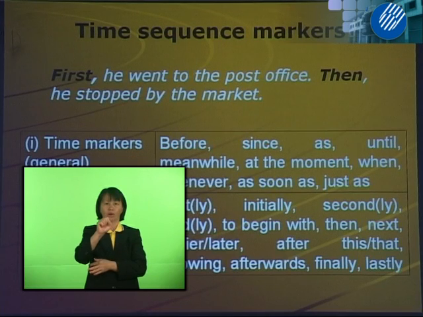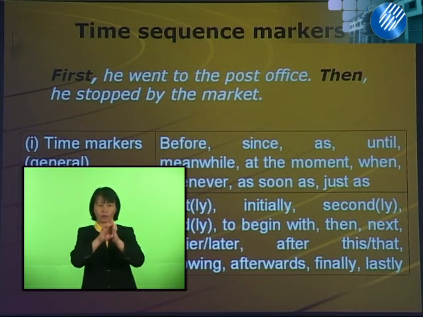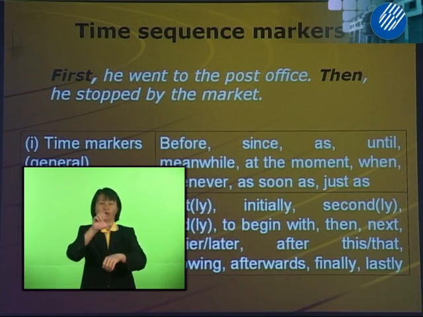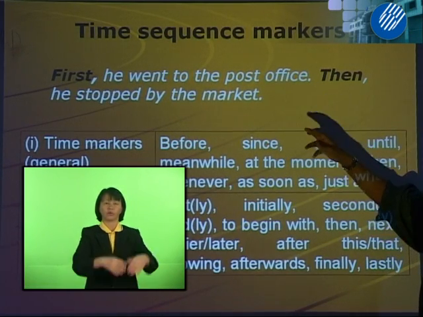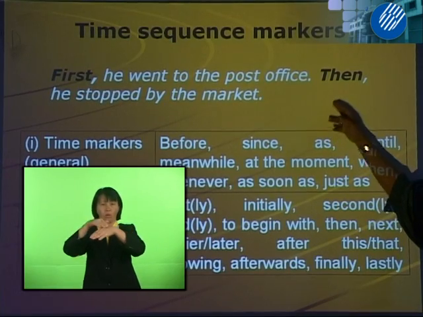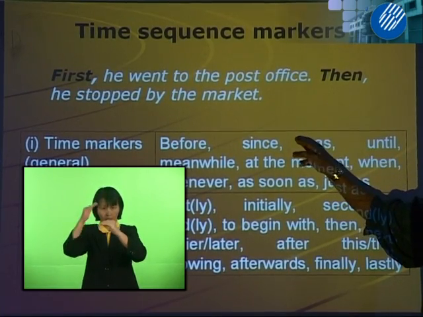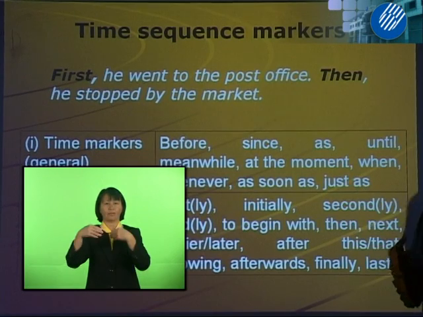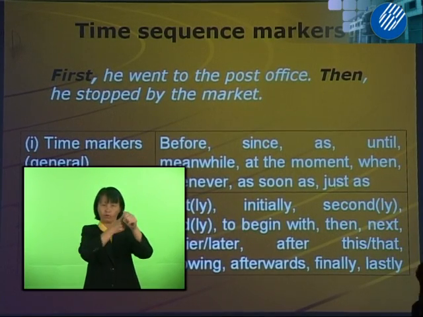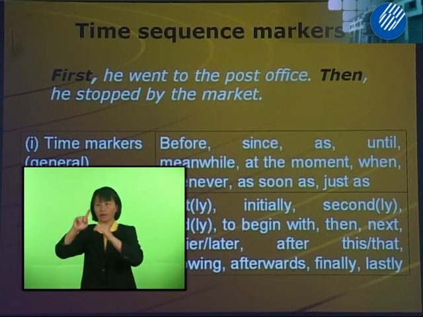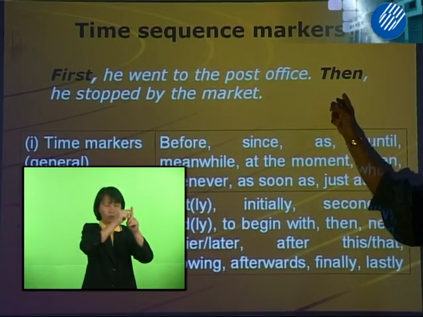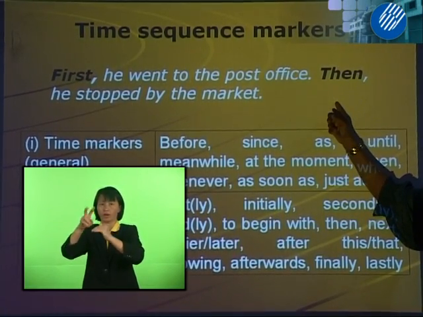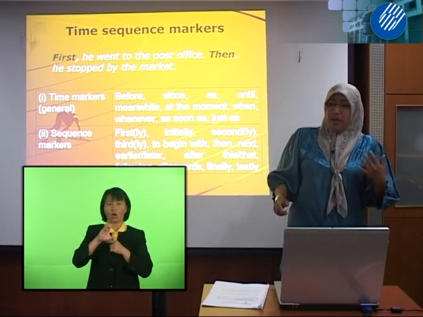For example, time sequence markers. Let's look at the example here. First, he went to the post office. Then, he stopped by the market. Or, first, she brushes her teeth. Then, she took a shower. So, the "first" and the "then" here are discourse markers. Alright? Addition markers.